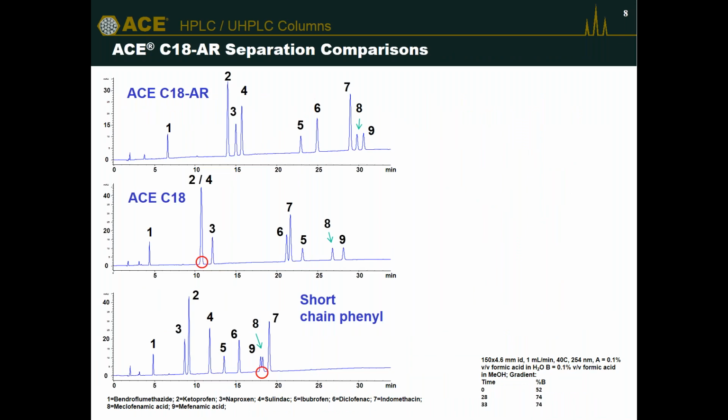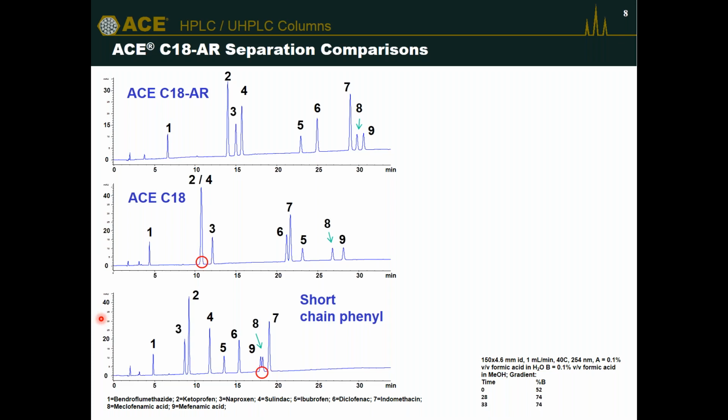Now, of course, that all sounds good from a materials perspective, but we are chromatographers. So what does this look like for chromatography? Well, this is a simple example with non-steroidal anti-inflammatory drugs, and we can see the central chromatogram here shows a standard ACE C18 separation. So this is dominated by hydrophobic interactions, reasonable peak shape, and we can see the elution order of the components. Now with a short chain phenyl, we can see we get a different elution order because we have a different mechanism of interaction.